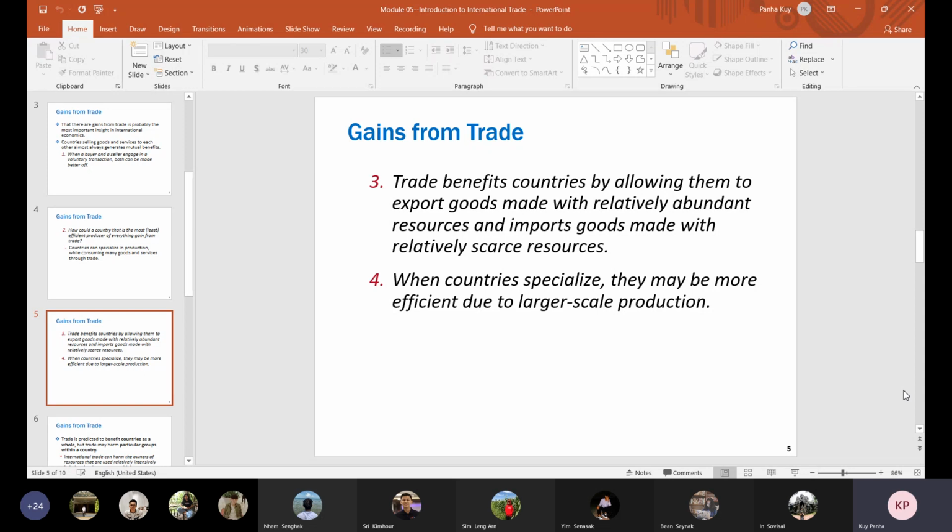But the major concern is that Cambodia needs to spend a lot of resources in order to produce laptops and also the same in order to produce telephones. So ideally, we don't have much resources to put into producing laptops and telephones. That's why we need to produce something that we have abundant resources for. We have a lot of land.